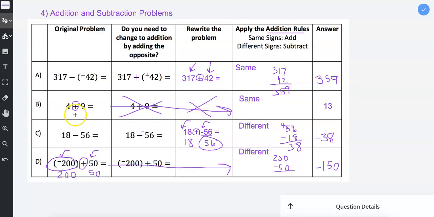So if you see originally there's already an addition sign, you move straight to adding using those rules. So those are our two addition examples. But if you meet subtraction, you only have subtraction in the middle. You have to change the subtraction to addition and then apply the addition rules.